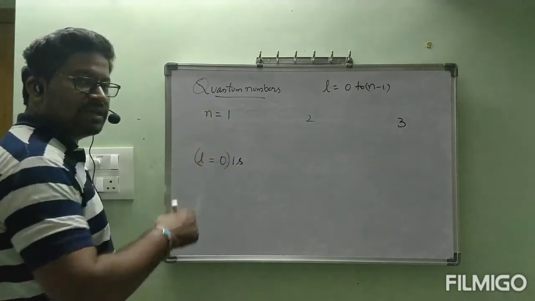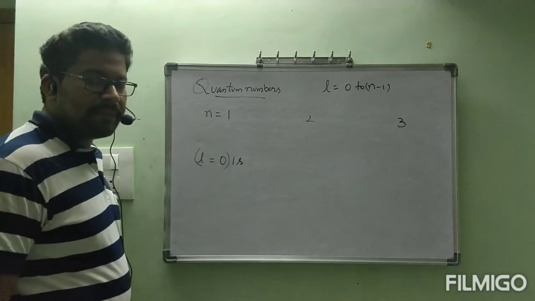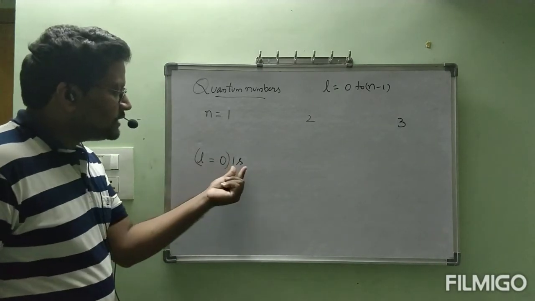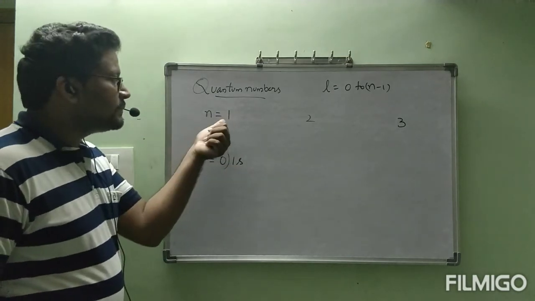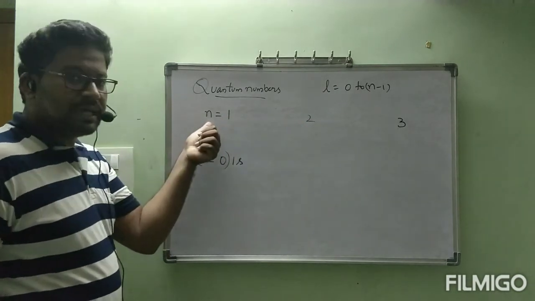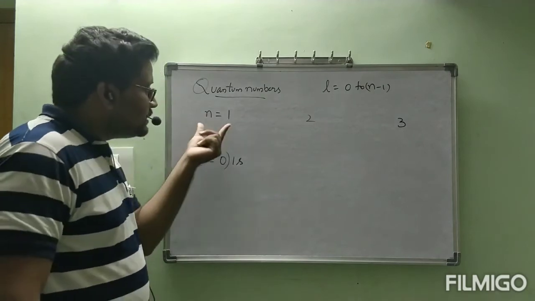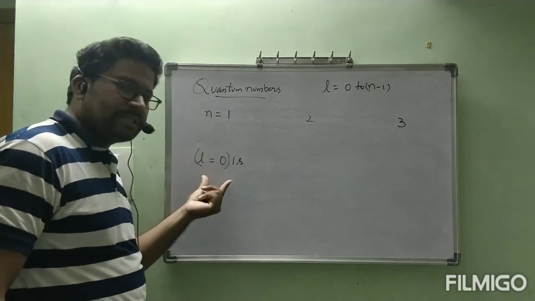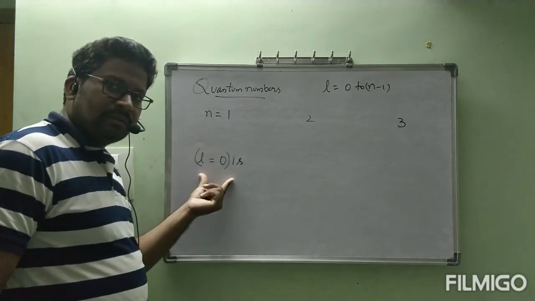As it is belonging to first shell, this is 1s. And one more time again I am repeating. These subshells are represented with L. Main shells are represented with N. These are main shells represented with N. 1, 2, 3, I took examples. In this main shell, we have subshells.